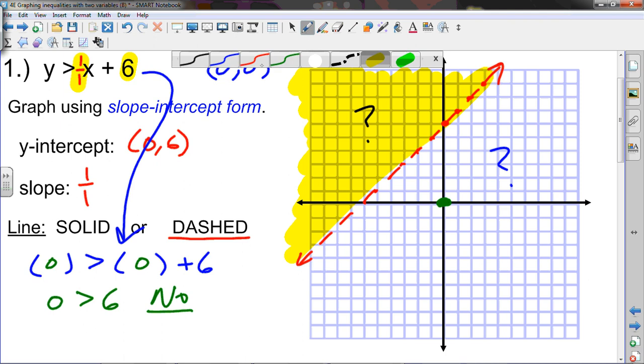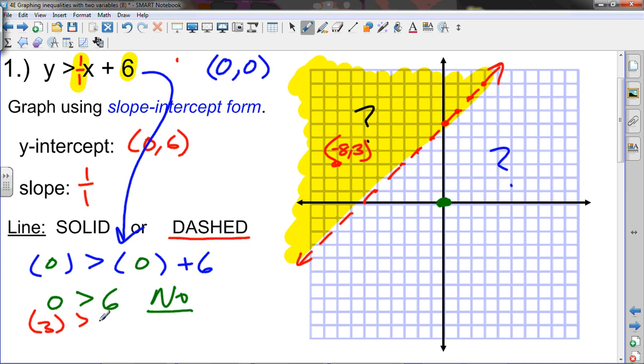For instance, let's pick a random point. I'm going to pick this point right here. That point is 2, 4, 6, 8: negative 8, comma 3. And it should test out. So let's go ahead and test it in. The y value is 3, and the x value gives negative 8 plus 6. So is 3 bigger than negative 2? And the answer is yes.